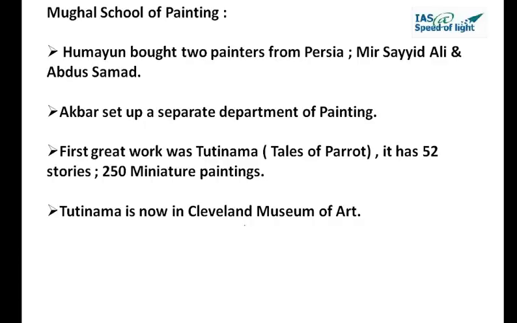Read in medieval history, Humayun died really early after falling from the library. So then came Akbar. Akbar set up a separate department of painting, and the first great work of Mughal school of painting was Tuti Nama. Tuti is tota, that is parrot. So, Tales of a Parrot. It has 52 stories and 250 miniature paintings. And this Tuti Nama is now in the Cleveland Museum of Art.